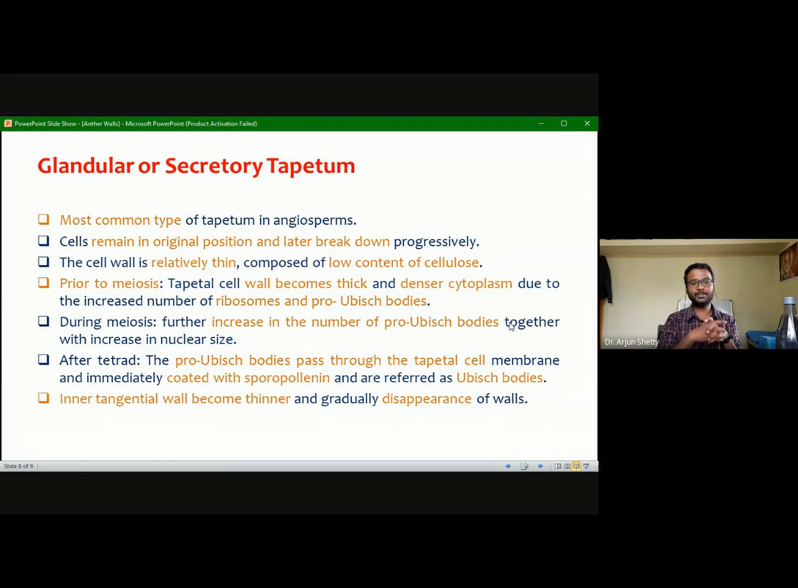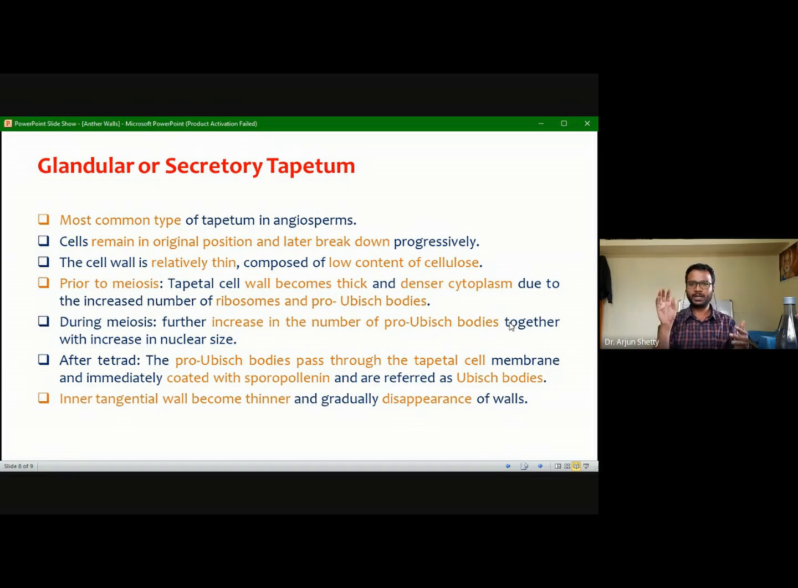During the premeiotic division occurring in the spores, the tapetal cell wall becomes thick. Initially, the wall becomes thick and the cytoplasm denser, meaning the activity of the cytoplasm increases. Because of excessive accumulation of cytoplasm, it has to be protected, so the wall of the tapetum increases. During that time, you see increased formation of ribosomes as well as the pro-Ubisch bodies. Now, you may ask, what do you mean by Ubisch bodies? We'll talk about the pro-Ubisch bodies when I'm talking about the pollen.